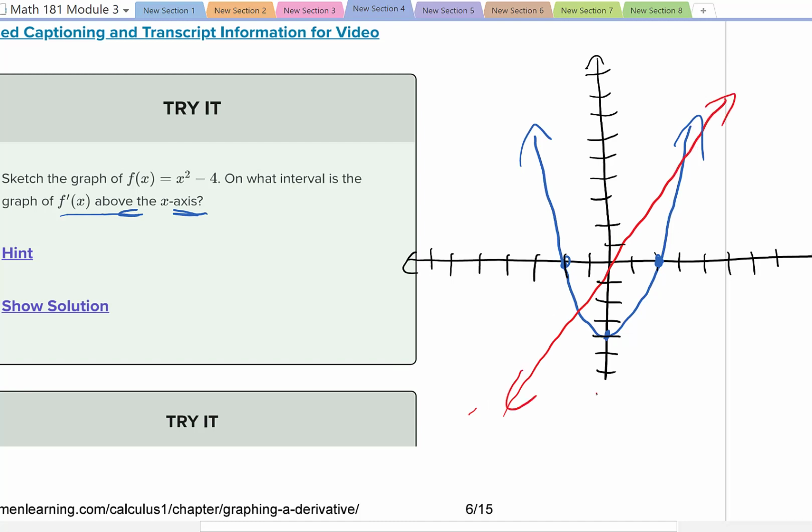So that from 0 to infinity, or I could do a parenthesis there, f prime of x is positive.